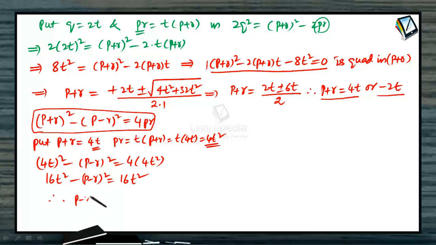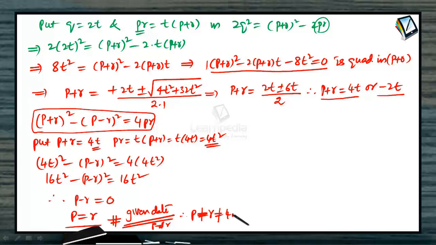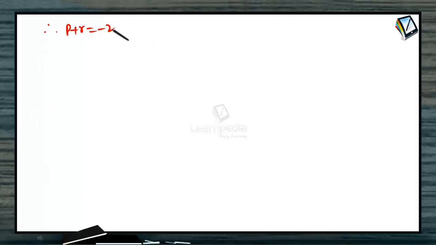That implies p minus r must be equal to 0, where p equal to r is a contradiction to the given data, because the given numbers are unequal. Therefore certainly p plus r should not be equal to 4t. So the only option left is that p plus r must be equal to minus 2t. Then pr must be equal to t into minus 2t, that is minus 2t square.